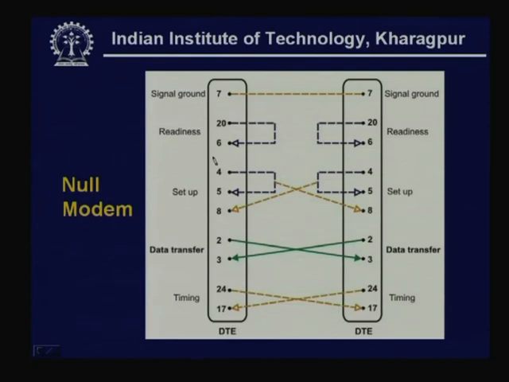Whenever we have to use that 25 pin connector, some of the wires have to be looped back and some of the wires have to be cross connected, and various cross connections and loop back lines are shown in this null modem when 25 pin connectors are used, that is used in the standard RS232.